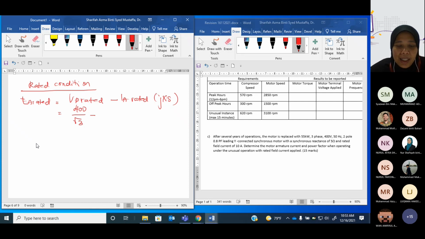Okay, how to calculate your IA? Information mana yang kita nak guna? Kita ada 50k kilowatt, 3 phase 400 volt, 50 Hz, 2 pole, 0.8 power factor leading, Y connected synchronous motor. How to calculate your IA? IA rated. Apa formula? Formula power. Ingat tak? The power flow.